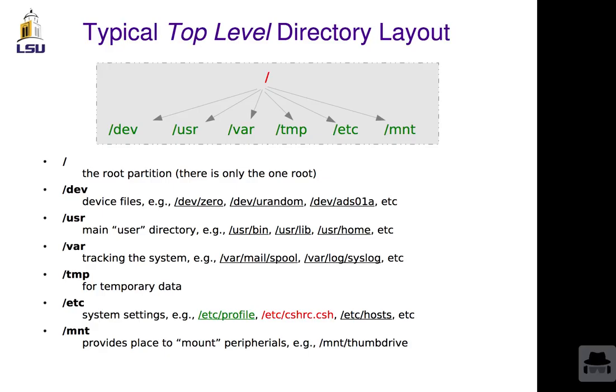So usr, typically that's where users go. I'm sorry, that's not true. Okay, usr is where your user utilities go. So there's /usr/bin, /usr/lib, /usr/home. Home is where users typically go. Var is for databases and data caches and stuff like that, which are more or less persistent. Tmp is for temporary data. Etc is for your system settings.